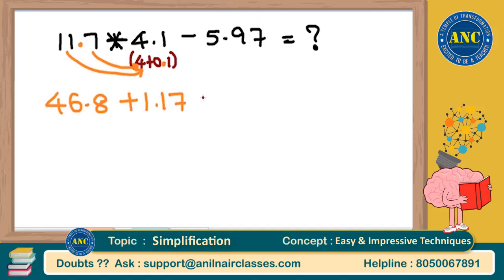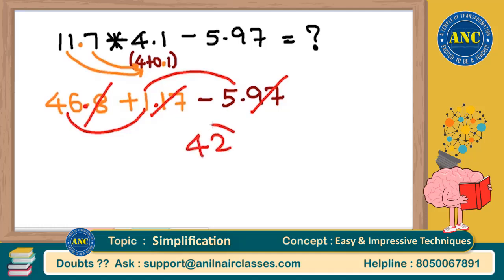Right? 1.17 minus 5.97. Now don't waste your time in simplifying again and again. 0.8 plus 0.17 is 0.97, which cancels with 0.97. You are left with 46 plus 1, 47. 47 minus 5 is 42. Answer is 42. Don't keep writing one below the other and waste your time, sir.